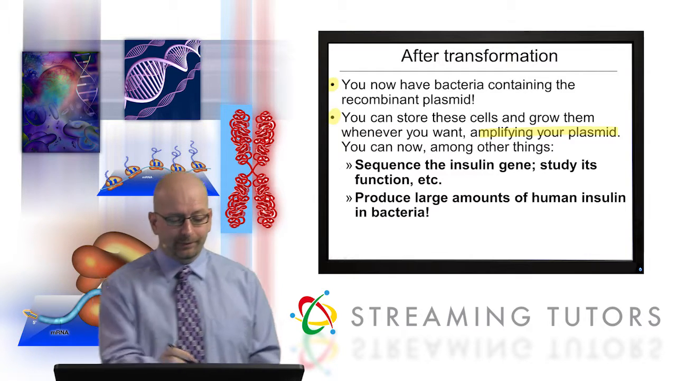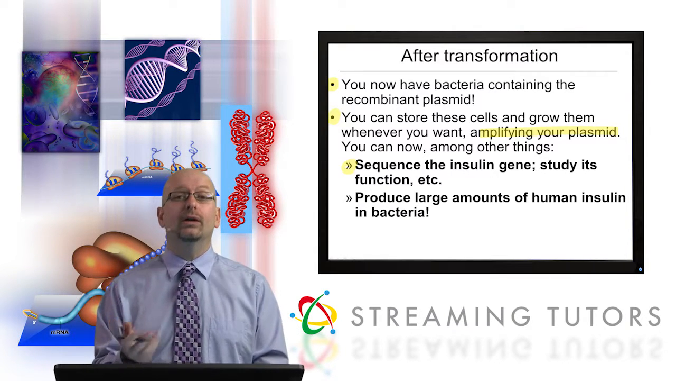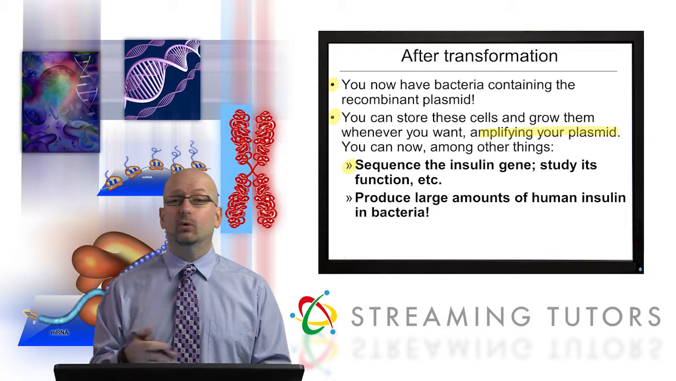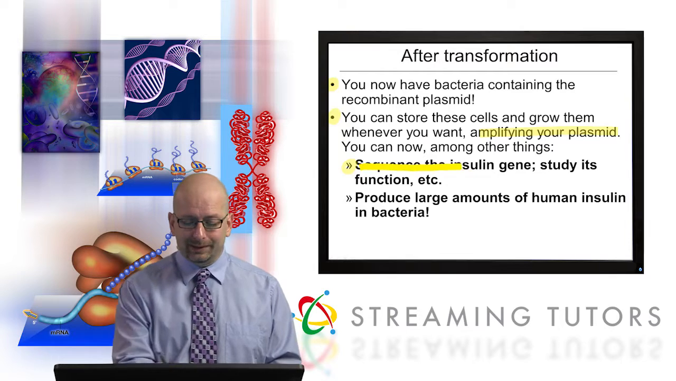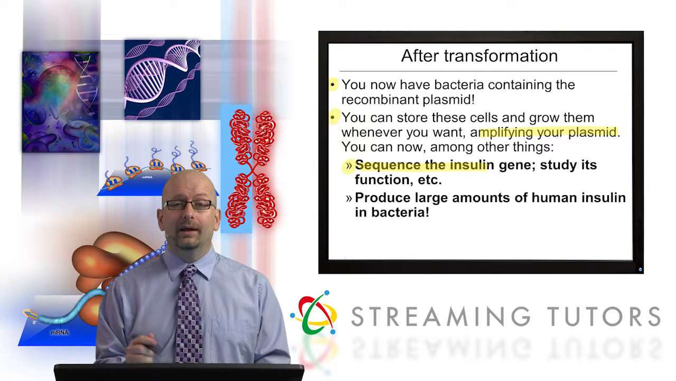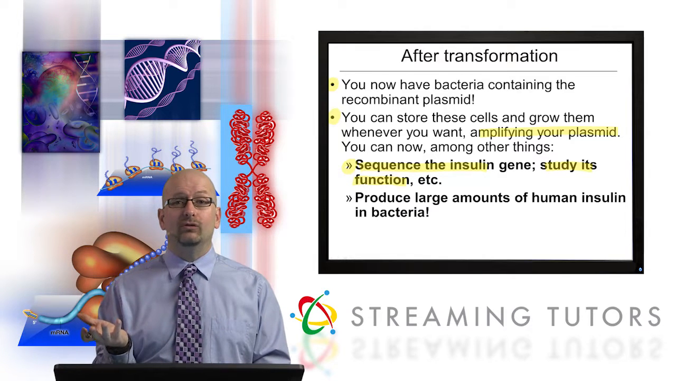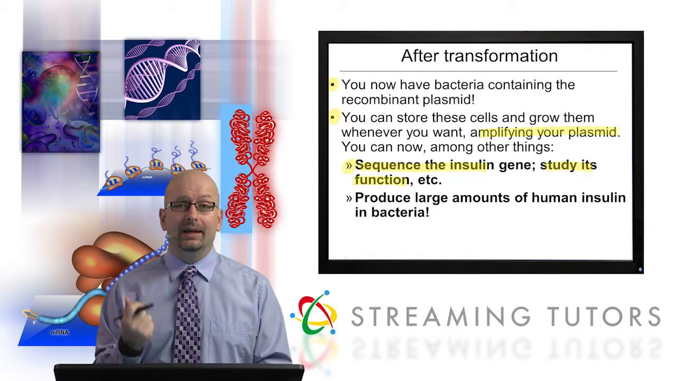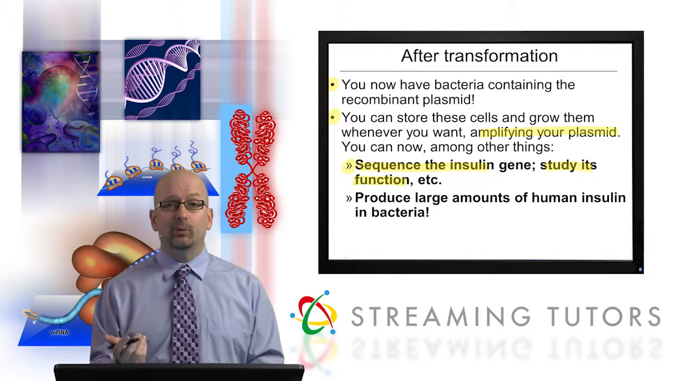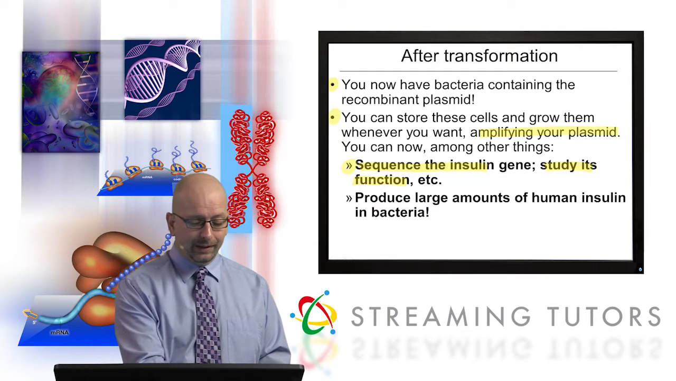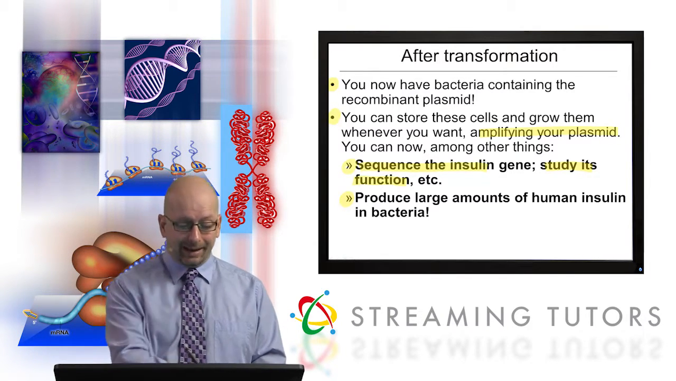What do you want to do? Well, I don't know. But a lot of things people could do is, if the insulin gene, or whatever gene you're using, wasn't fully sequenced, you could do a complete DNA sequence on it. You can use this to study its function a variety of ways in vivo, or even take it back out and do in vitro studies with it. From a more technological or applied point of view, you can use it to produce large amounts of human insulin in bacteria.